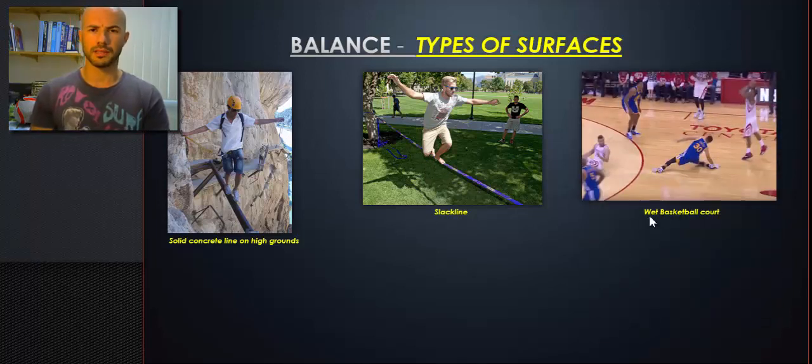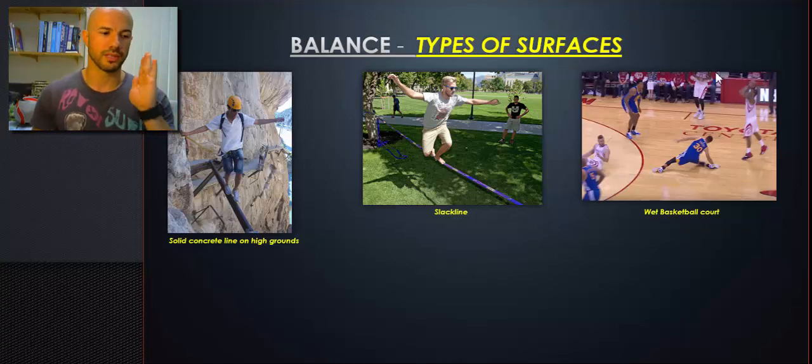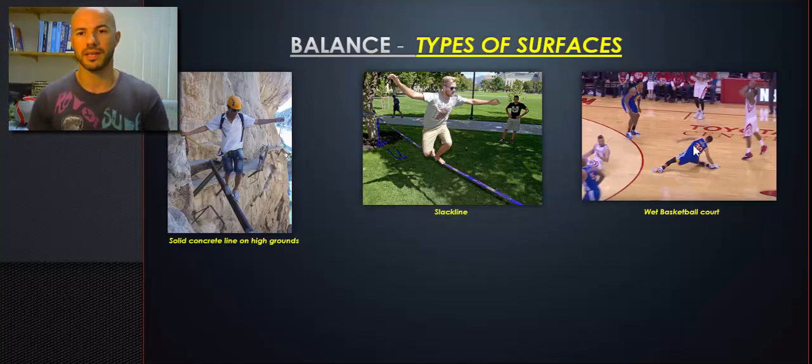What about a wet basketball court? Normally, a basketball court is a hard surface. It's not very slippery, but when it's wet, it's not compliant. It's definitely an uncompliant surface. You might even call it unstable, depending on where you're stepping on it. So a wet basketball court is an unstable surface.